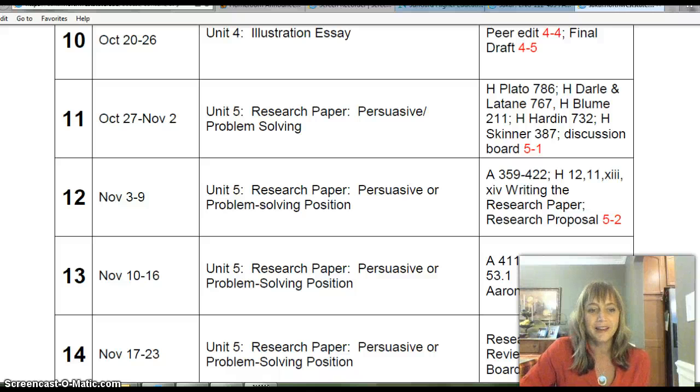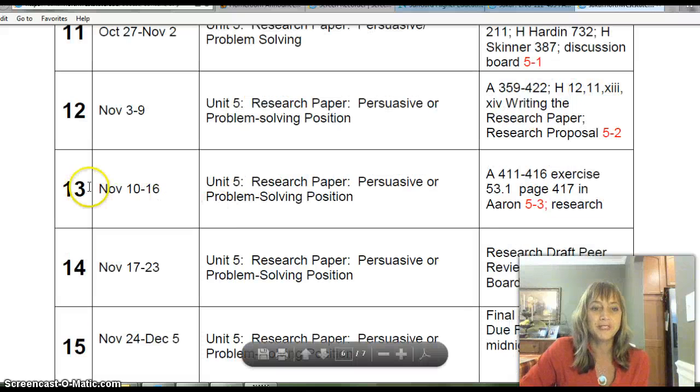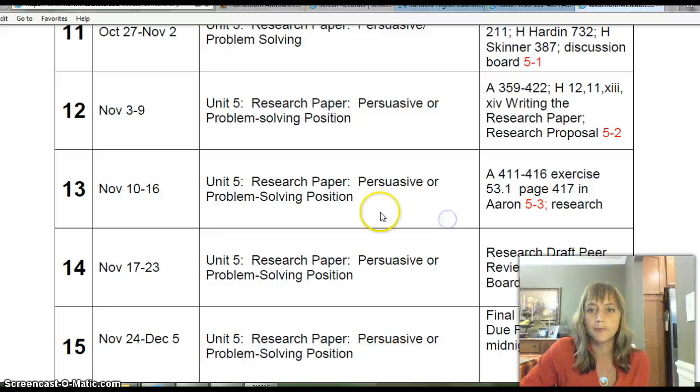Okay, let's go ahead and look at week 13, November 10th through 16th, and you have your proposals done. I've been trying to kind of watch those as they come in, so if you turned yours in early, you might have gotten it back a little early as well. Most of you are right on track with this. Just kind of want to keep reminding you, sometimes as we get writing, we get lost in what we're writing. It has to be a persuasive and problem solving position paper.